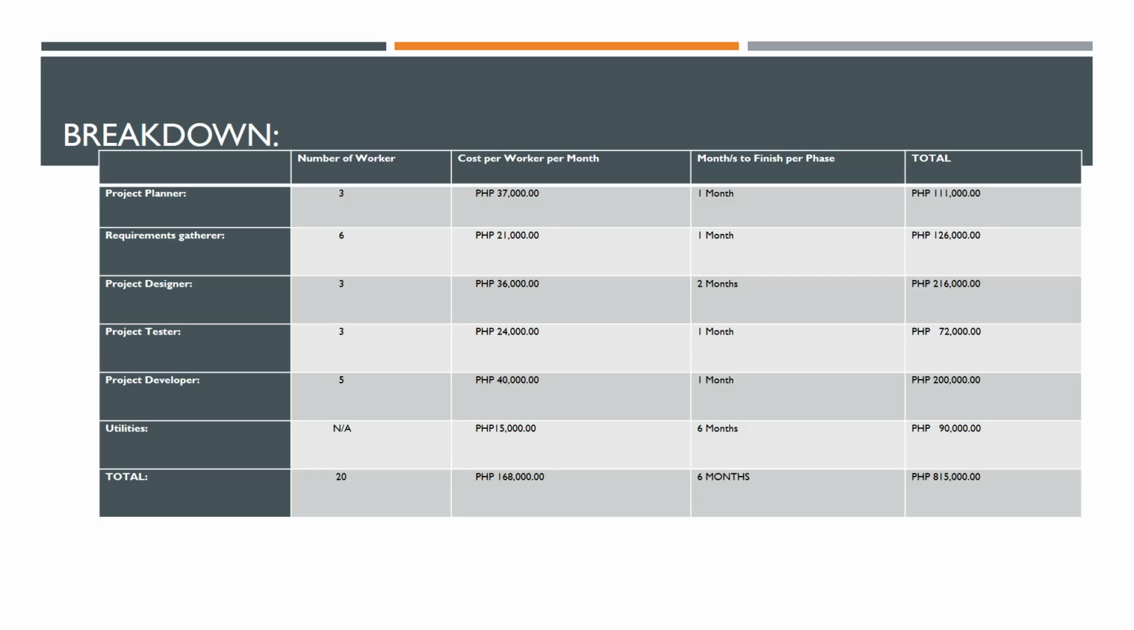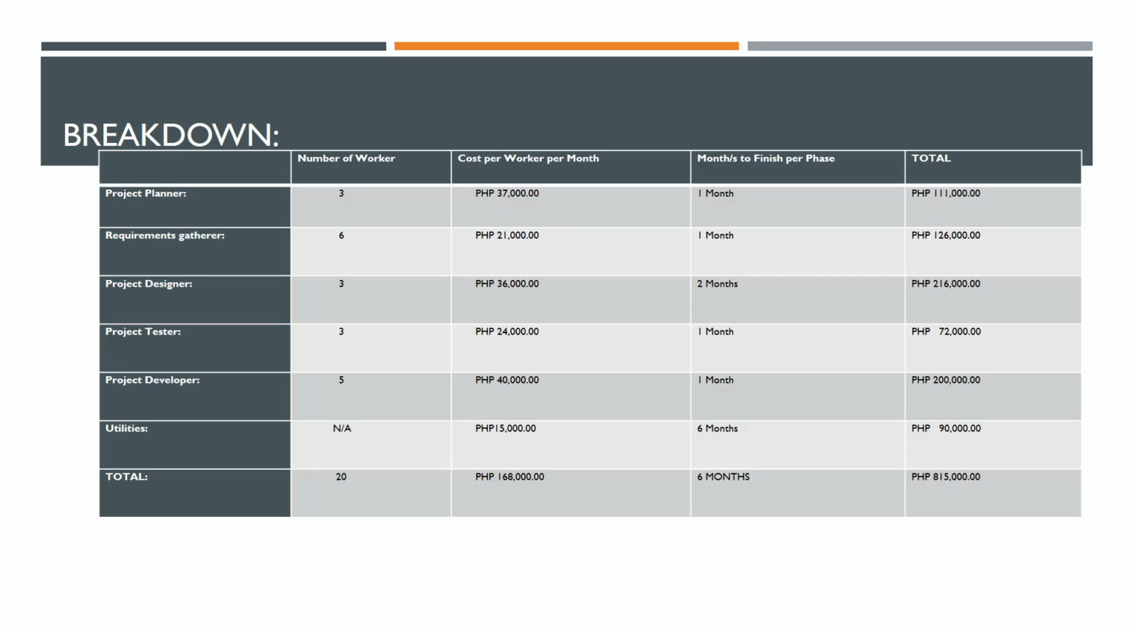We have three project tester. Cost per worker per month is 24,000, and it would take 1 month to test the project, so that would be 72,000 pesos. And we have five project developer. Its cost per worker per month is 40,000, and it would take 1 month to develop the project, and the total of it would have a 200,000 pesos in total. So the utilities is 15,000 per month. So months to finish this project is 6 months. So that would be 90,000 pesos.